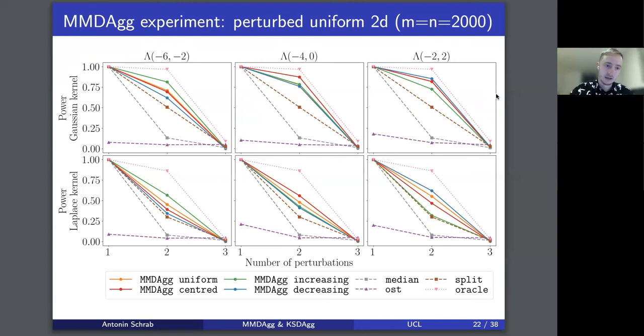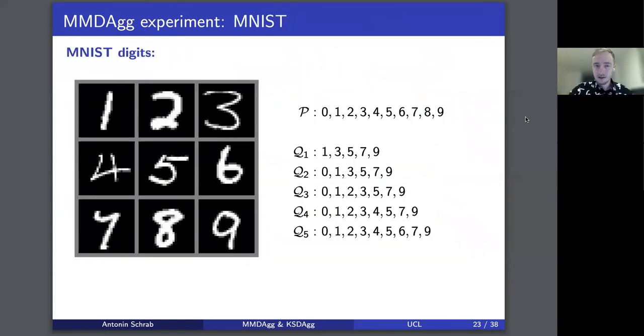And here it looks like the Gaussian kernel performs better. But this is quite similar to a previous experiment. Then we consider another experiment with some MNIST digits, where P is just any digit, and we test this against the odd digits only, the odd digits with 0, the odd digits with 0 and 2, with 0, 2 and 4, and with 0, 2, 4, and 6.